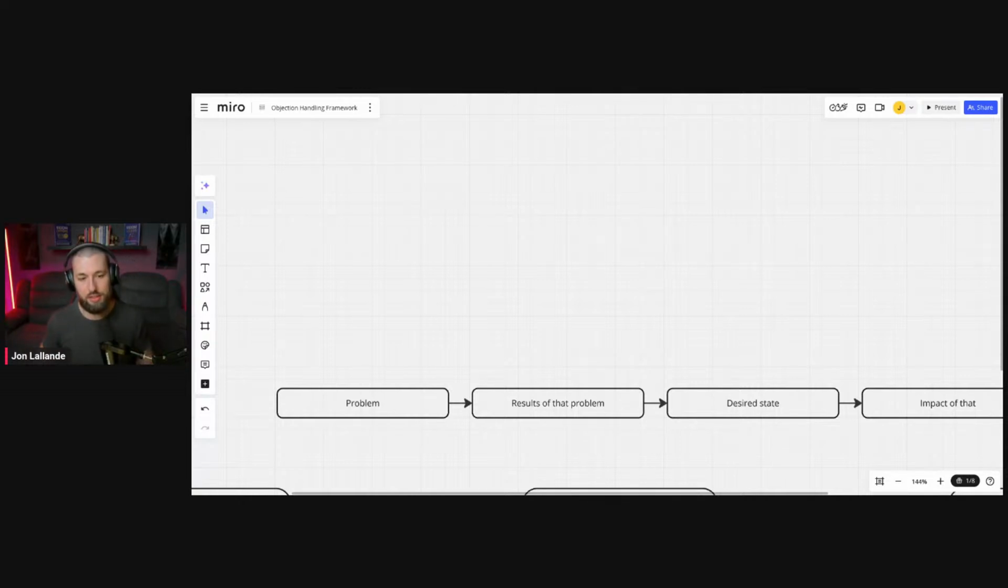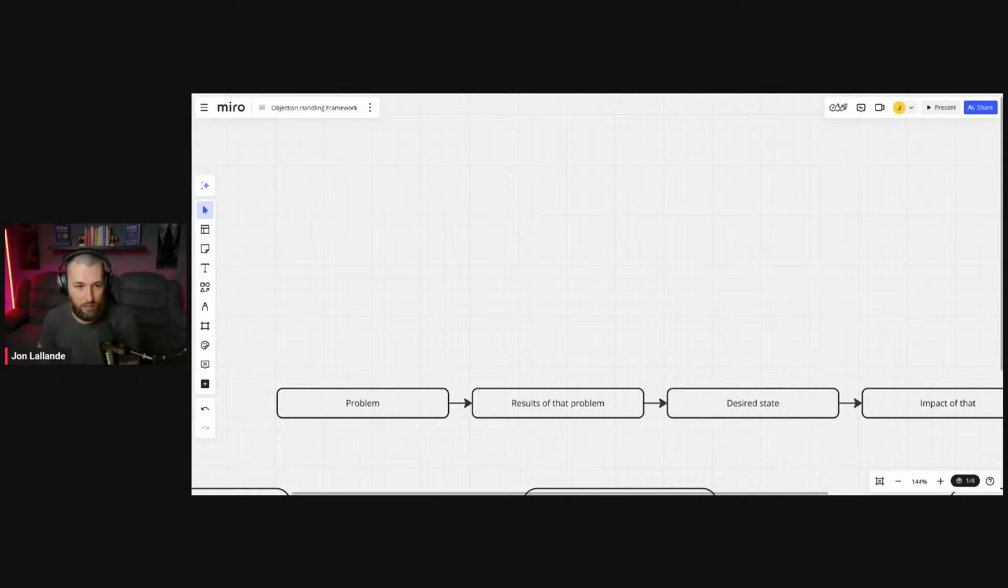What you need to understand is the results of that problem. So not being near your kids every year, what is that doing to you? Living in this house where your oven doesn't work, what is that actually doing to you? How is that actually impacting you, though? We need to get the impact of that problem, right?